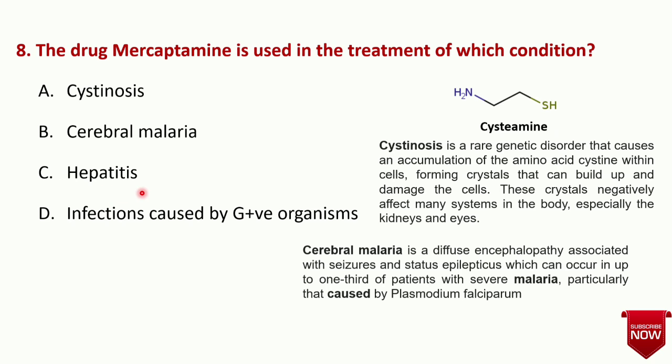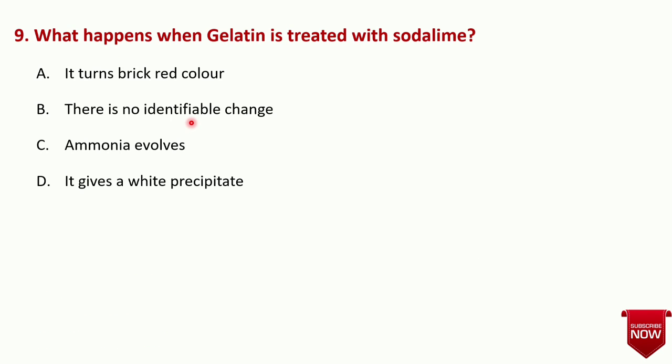And hepatitis, we know that it is a liver toxicity. So liver damage we can observe with the hepatitis B virus, and infections caused by gram-positive organisms. So the drug mercaptamine is used in the treatment of cystinosis. The answer is cystinosis.